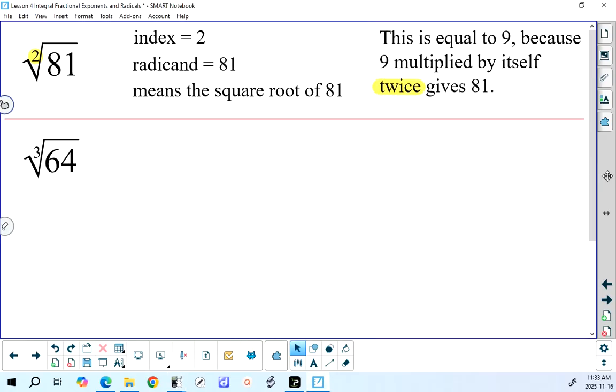Let's take a look at this one. Well, this is an index of 3. The radicand is 64.